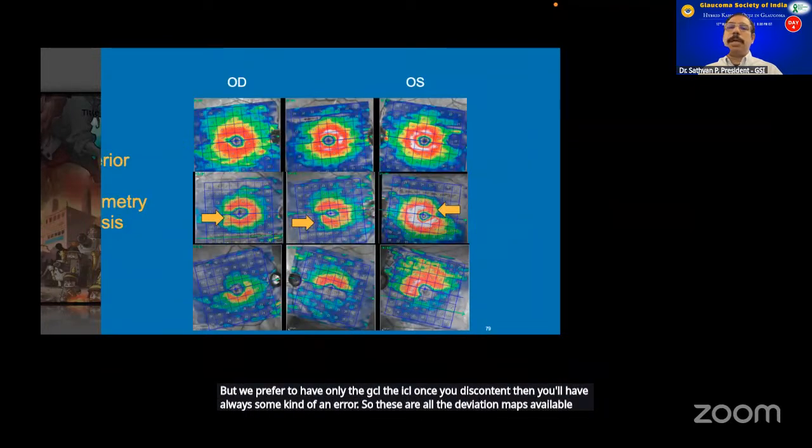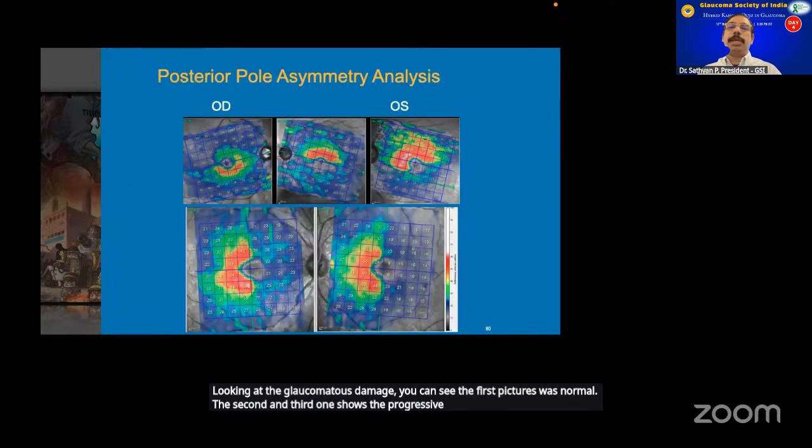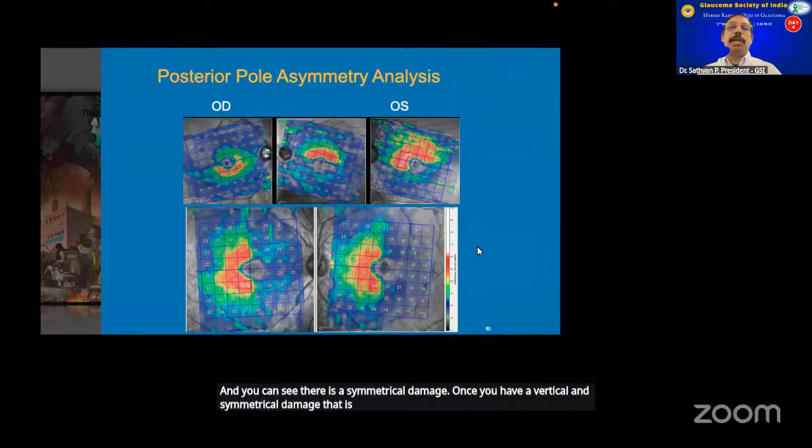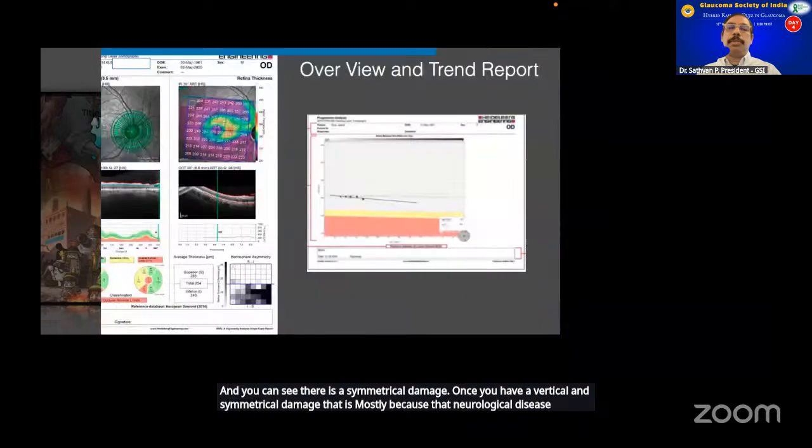Looking at the glaucomatous damage, you can see the first picture shows normal. The second and third ones show progressive damage in glaucomatous eyes. And you can see in the last bottom picture, this is vertical damage, and you can see there is a symmetrical damage. Once you have vertical and symmetrical damage, that is mostly because of a neurological disease, not of glaucomatous origin.